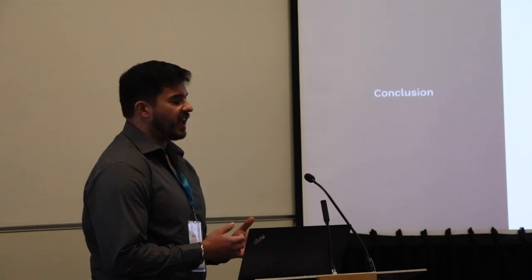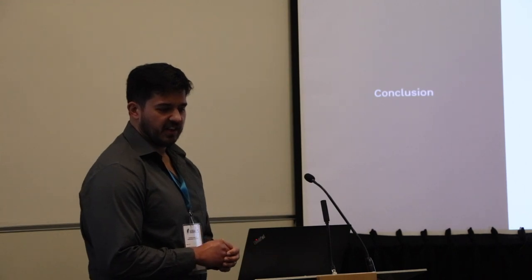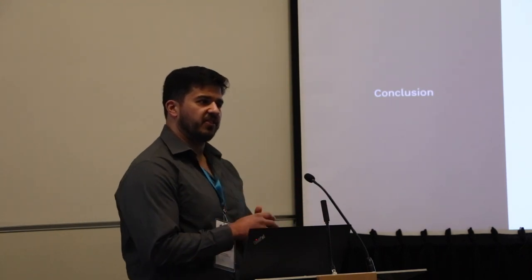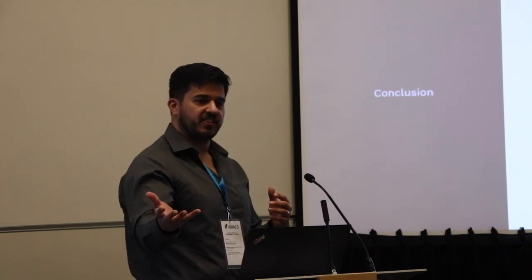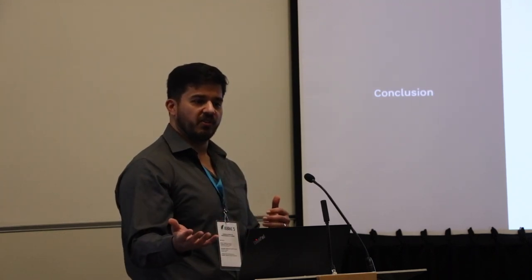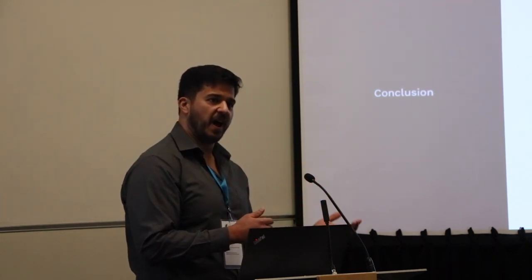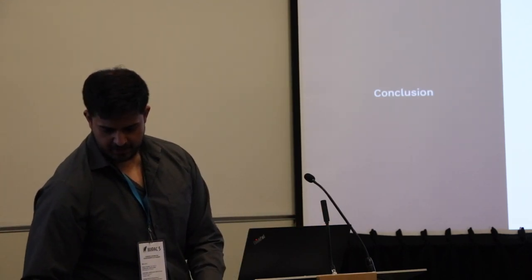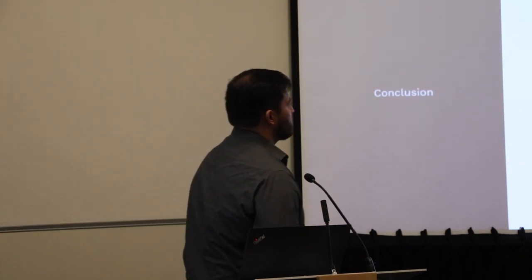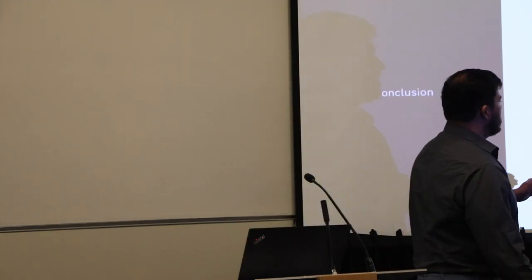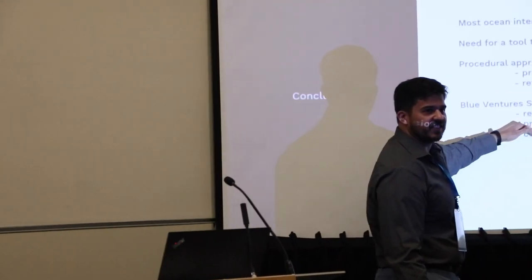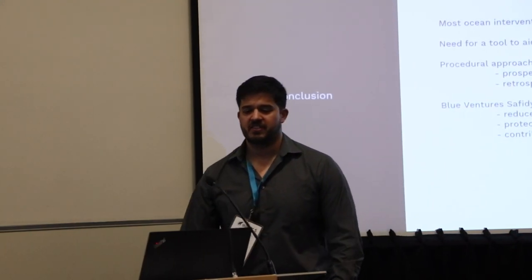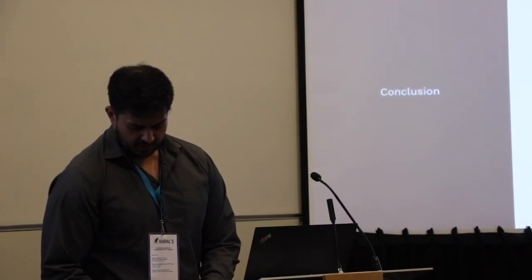And it's worth having this kind of procedural approach to both prospectively plan for, so you can essentially look into the future and consider what could go wrong, but also look back and say what happened, and so we can iteratively plan. And for the Blue Ventures projects, you can definitely get cases where you can hit what you intend to hit and still have negative outcomes. And you want to try to prevent that from happening again.